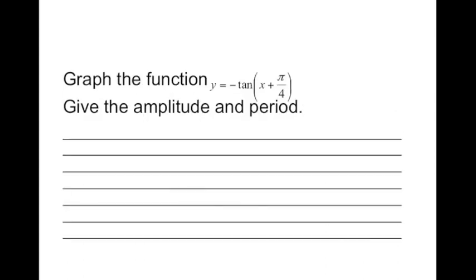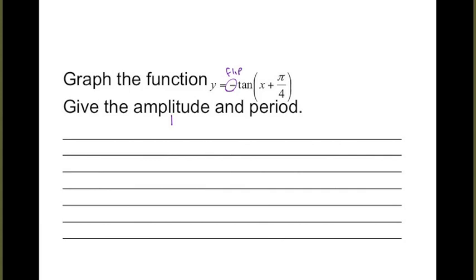So for this one, our amplitude is going to be 1. Amplitude we're always going to think of as a positive, but there is a negative there, and what that negative is going to do is flip it. So instead of starting low and ending high, it's going to take more of this kind of a shape, where it starts high and ends low.